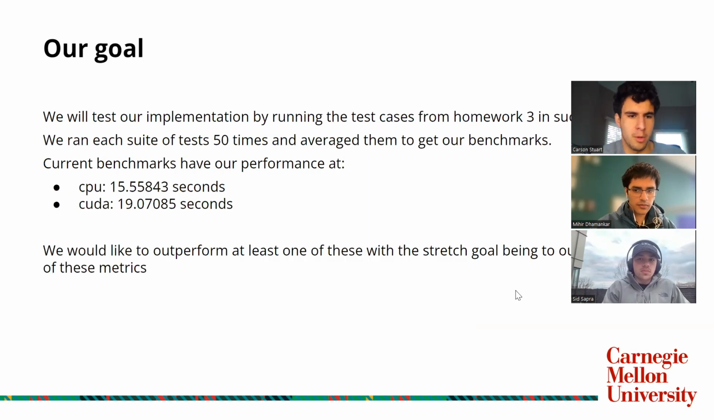The way that we'll measure our performance is by comparing it to the CPU and CUDA tests from homework 3. So we run these in succession, and we average it over 50 runs. Our goal is to outperform at least one of these metrics, with the stretch goal being to outperform both of them with our M1 backend.